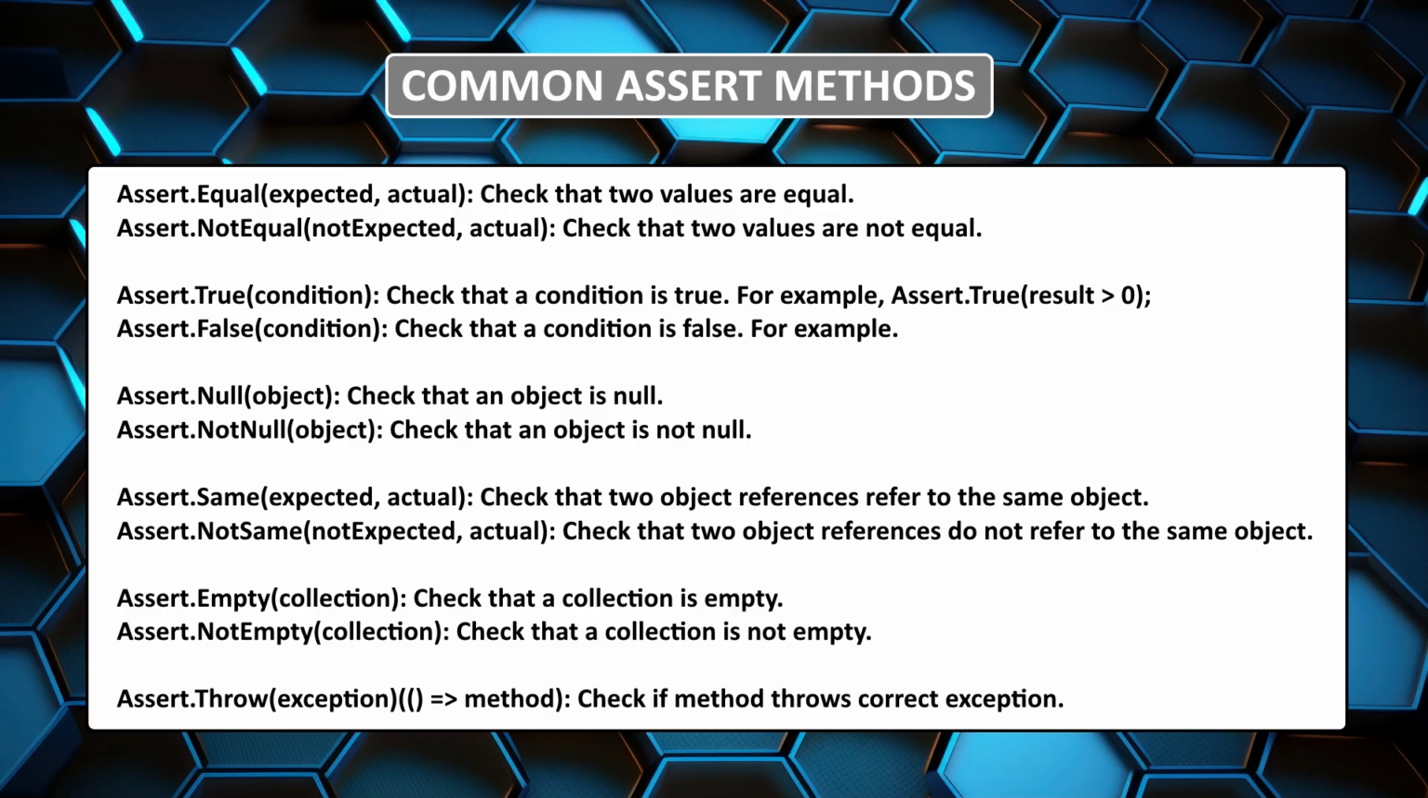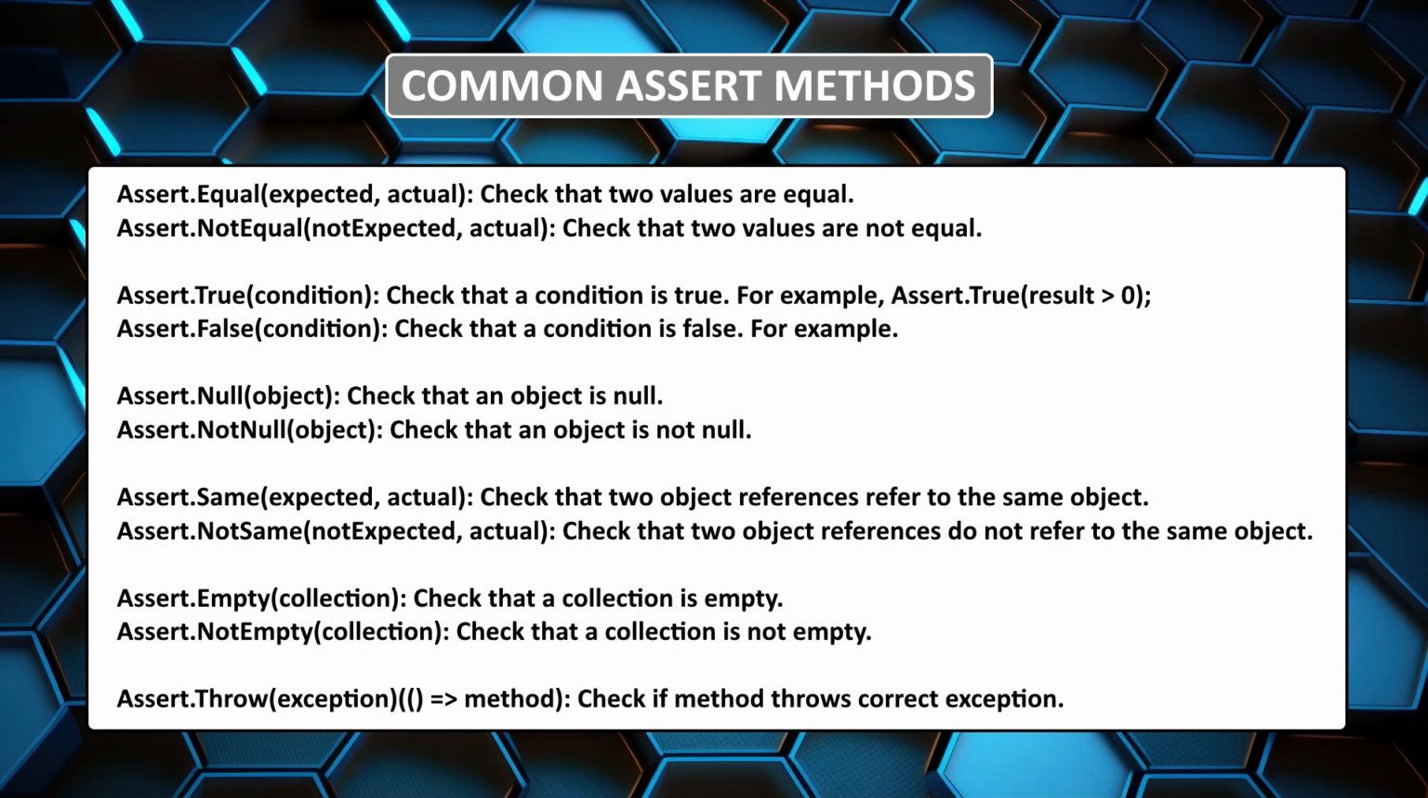Now that we've got the basics of unit testing, let's look at some common assert methods you may encounter. There's the Equal and NotEqual asserts that check the equality of 2 values. The True and False assert. This, for example, you could use to check if a result is within a certain range. The Null or NotNull assert, if you, for example, want to check that a method returns a null under certain conditions.